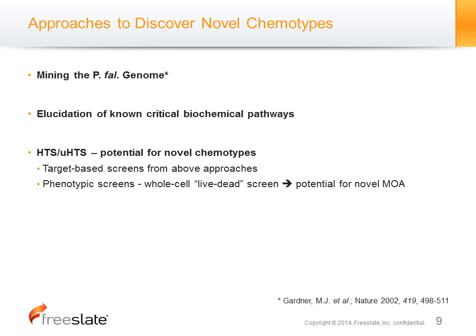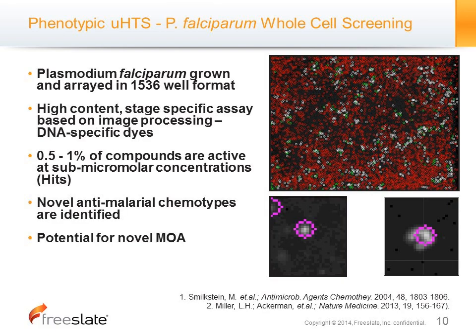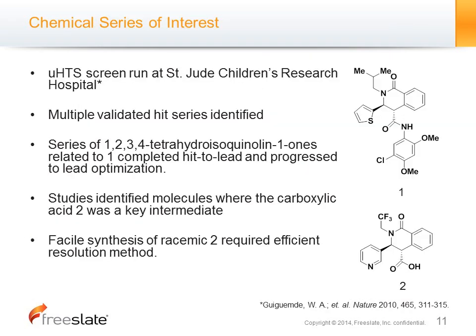Their current approach to discovering new novel chemotypes is mining the Plasmodium falciparum genome, studying the known biochemical pathways involved with malaria, and leveraging high-throughput screening to identify compounds active against the malaria virus. The high-throughput assay they use is a whole-cell imaging assay using DNA-specific dyes, and the assay has a hit rate of 0.5 to 1%, and several novel anti-malaria chemotypes with sub-micromolar activity have been identified. One of those screens was run at St. Jude Children's Hospital. From the screen, a series of tetrahydroisoquinones were identified which have progressed to the lead optimization stage.